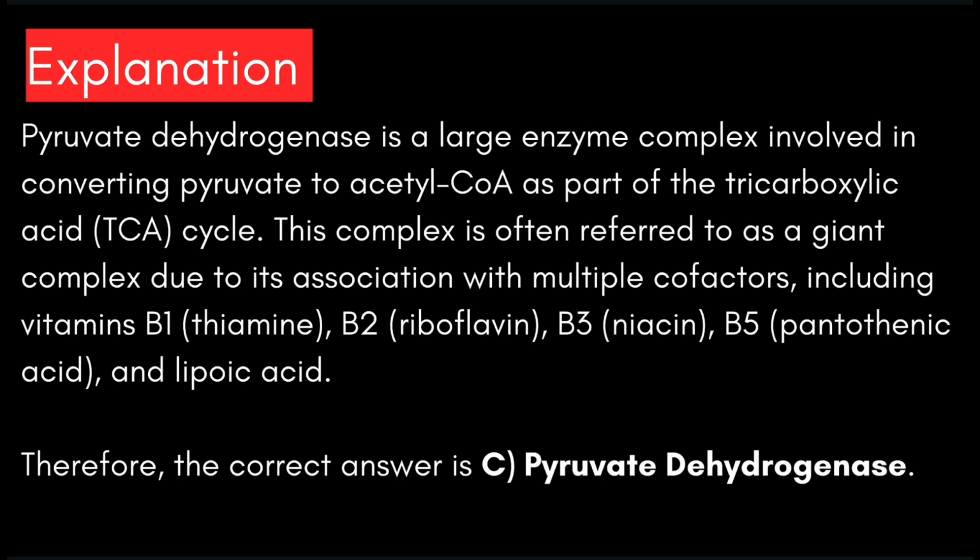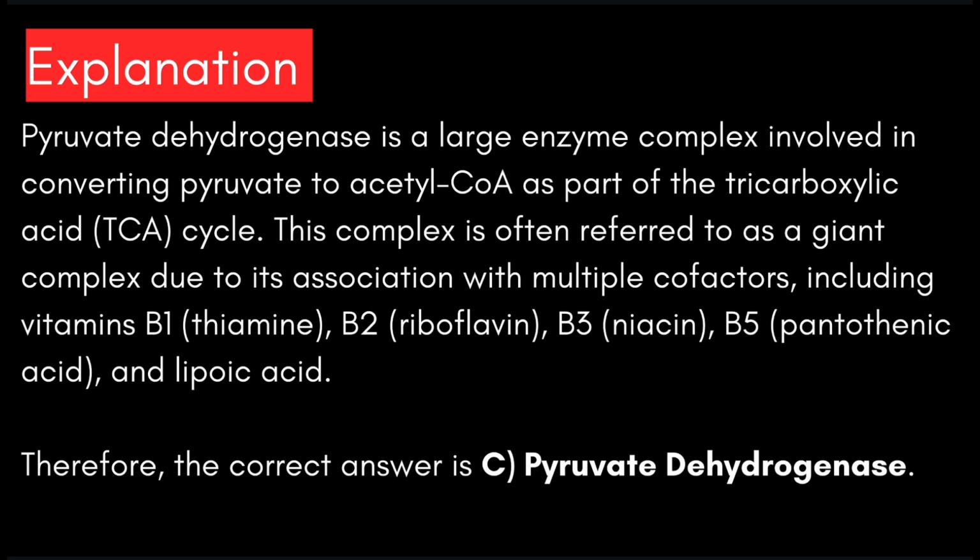Pyruvate dehydrogenase is a large enzyme complex involved in converting pyruvate to acetyl-CoA as part of the tricarboxylic acid cycle, known as the TCA cycle. This complex is often referred to as a giant complex due to its association with multiple cofactors, including vitamins B1, thiamine, B2, riboflavin, B3, niacin, B5, pantothenic acid, and lipoic acid. Therefore, the correct answer is C, pyruvate dehydrogenase.